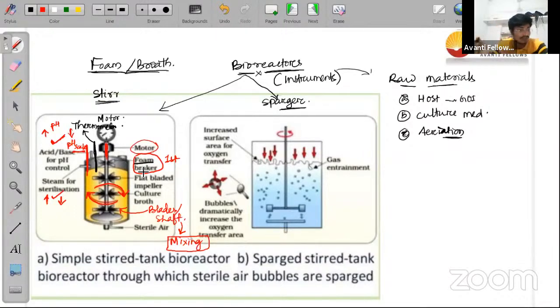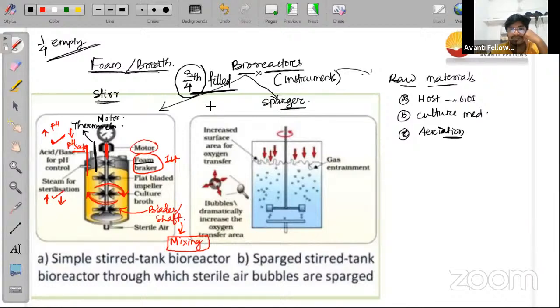But whenever you are filling this bioreactor, you must fill it up to 3/4 part. 3/4 portion of the bioreactor जो होगा वो filled होगा. The rest of the 1/4 portion should be empty. ठीक है. For proper aeration के लिए ये होना चाहिए.